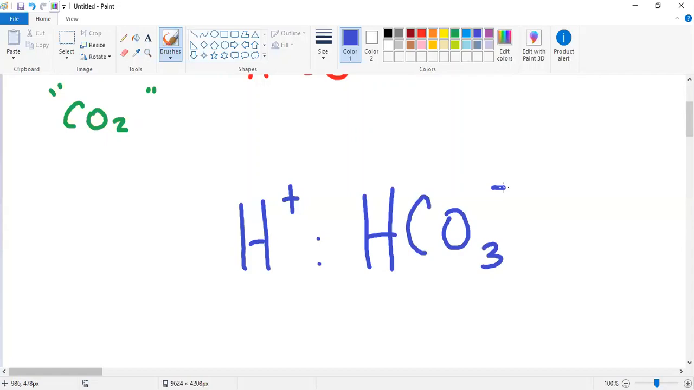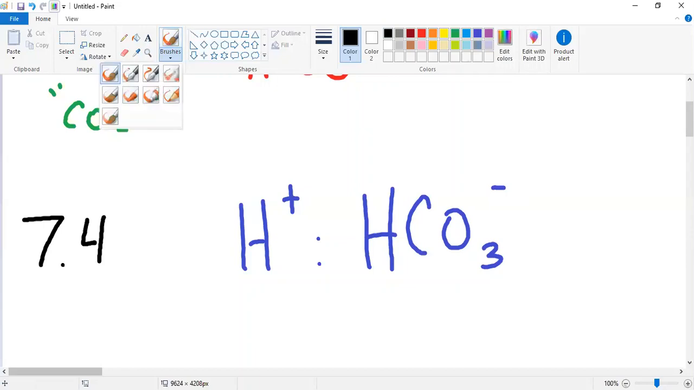This equal ratio gives us a pH of about 7.4. The body likes to be at a pH of 7.4. If we alter hydrogen, for whatever reason, bicarb must respond. If we alter bicarb, hydrogen must respond.